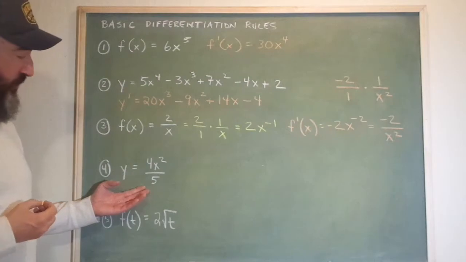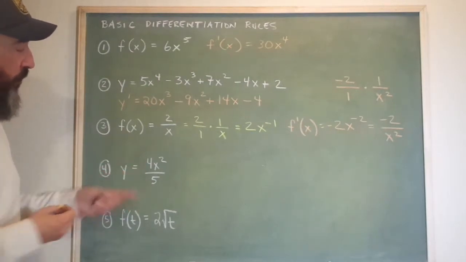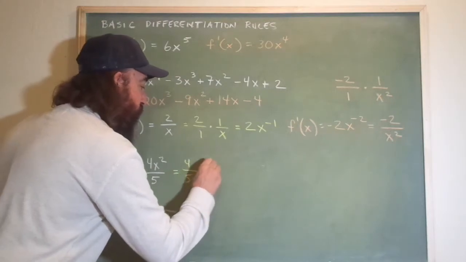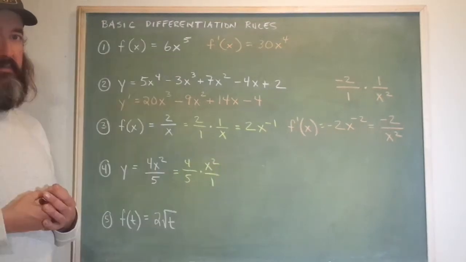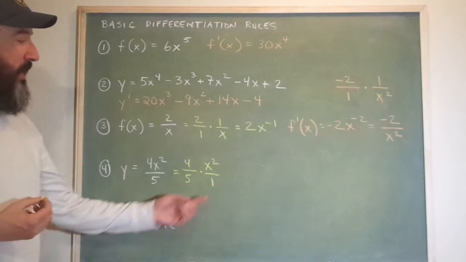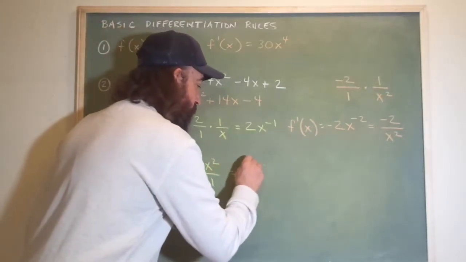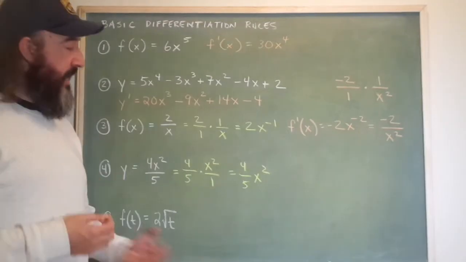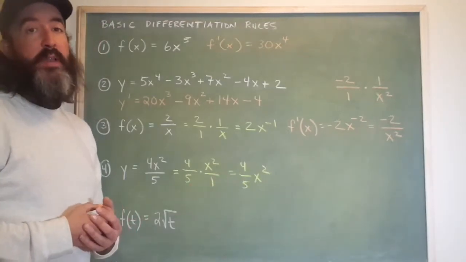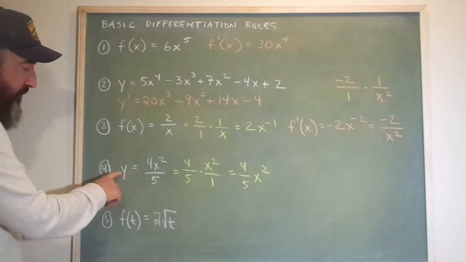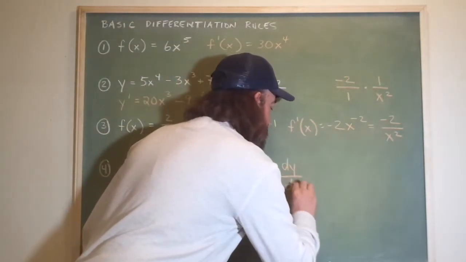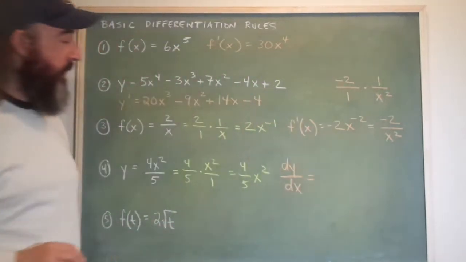Let me rewrite this first. Let's think of 4x squared over 5 as 4/5 times x squared over 1. And of course, 4/5 times x squared over 1 is just 4/5 x squared. And once again, now we have it written in a way where we can use our power rule. So let's go get the derivative of y. We can calculate the dy dx, or change in y over change in x, by using the power rule.